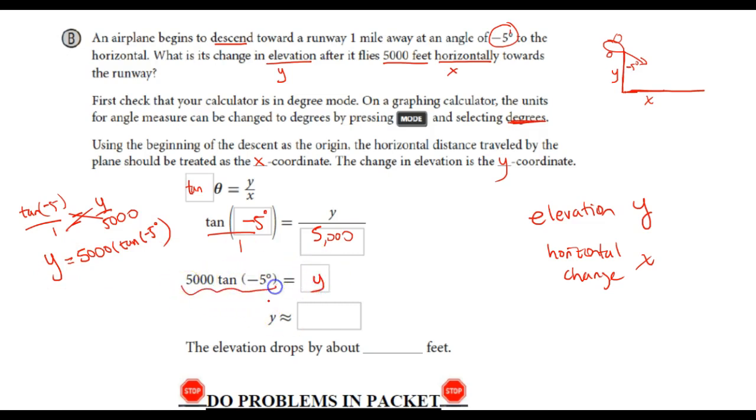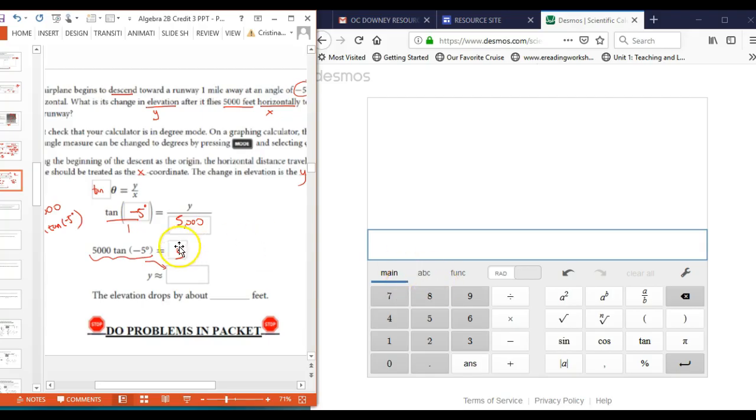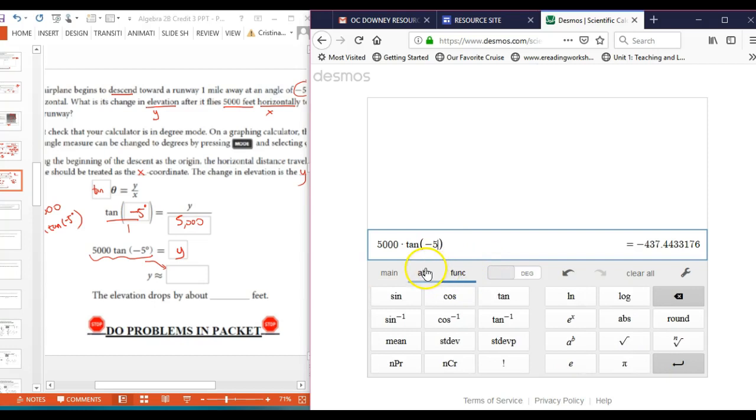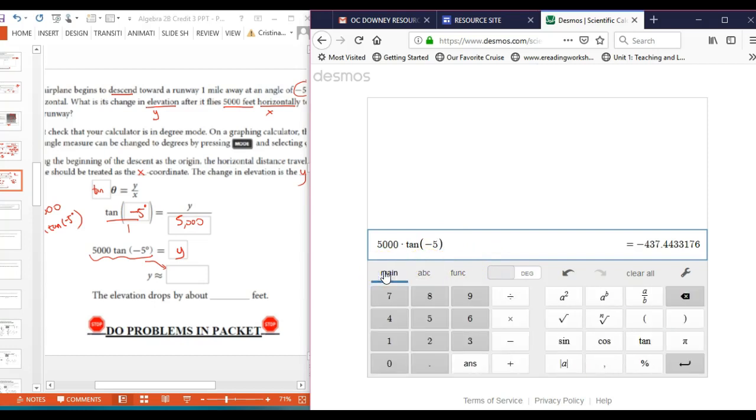So let's go ahead and compute this in our graphing calculator, or I should say our Desmos scientific calculator. I'm going to split the screen right now to show you how to do that. So remember that our whole problem was in degrees, so even though this says radian, I'm going to switch it back to degrees. And I'm going to type in 5,000 times tan negative 5 degrees. Let me also make sure I can put the degree function on here. If not, that's fine. But that would be about negative 437 feet.